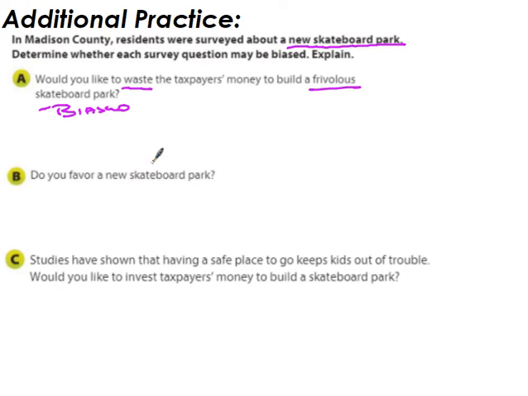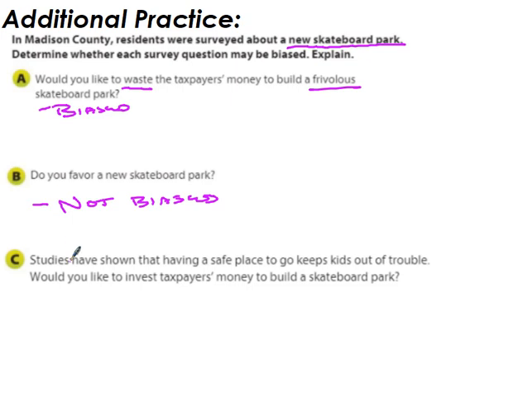Question B: do you favor a new skateboard park? This is not biased. Because they're just saying, do you favor it? Yes or no? You can say, no, I'm not in favor of a new skateboard park. Yes, I am in favor of a new skateboard park. Now, some would say that maybe this is a little bit biased because it's saying, do you favor? And maybe a better wording of that question could be, what is your opinion about a new skateboard park? Do you favor it or not favor it? But because this is only saying, do you favor it, you can still say yes or no to this. It's not injecting their opinion into this question.